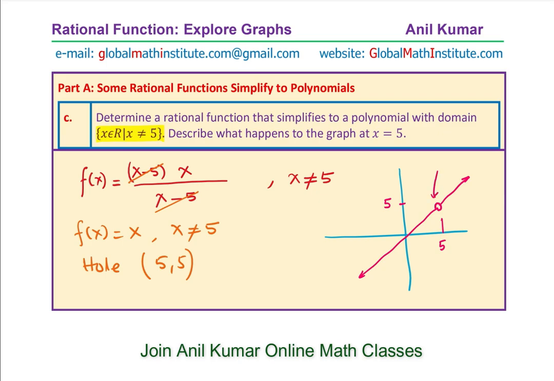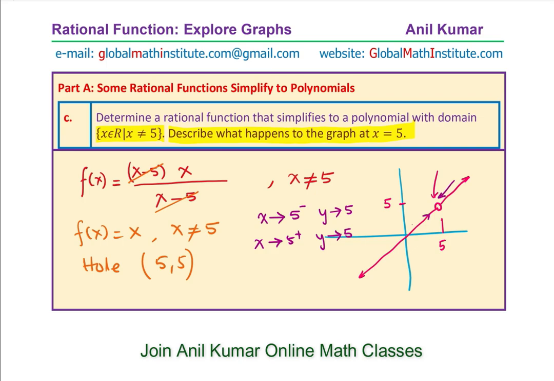That's what we have. Now the important thing which is being asked here is, describe what happens to the graph at x equals 5. So at x equals 5, what we see is that as x approaches 5 from the left side, which we write like this, the y value or f of x also approaches 5. And when x approaches 5 from the right-hand side, then also y approaches 5. So they are looking into one particular point from both sides. Do you see that? So the limit is there, right?